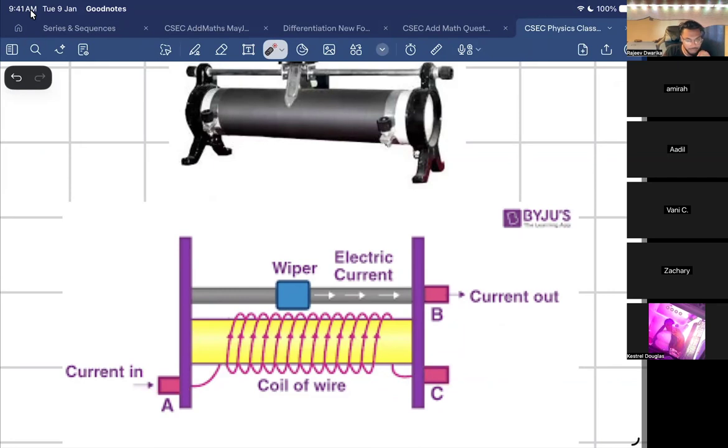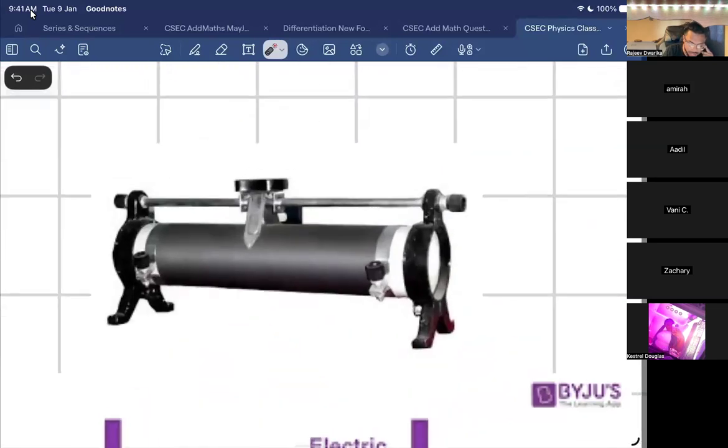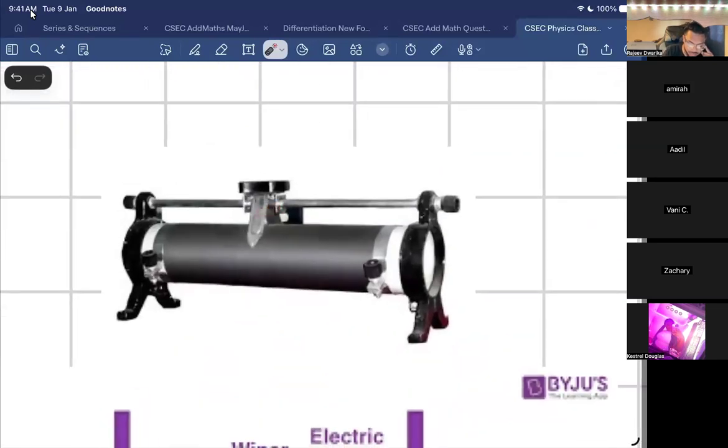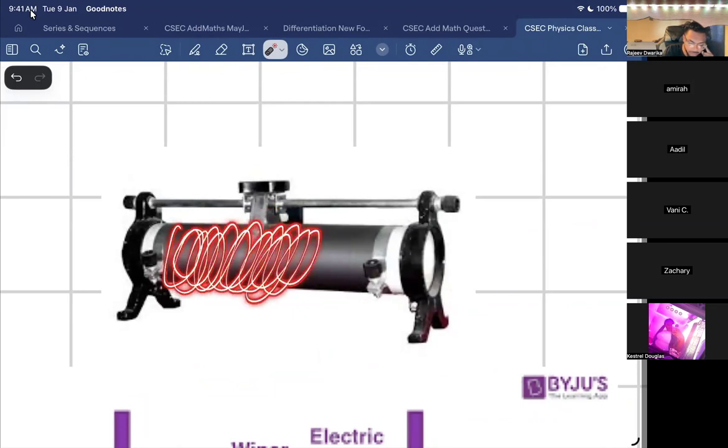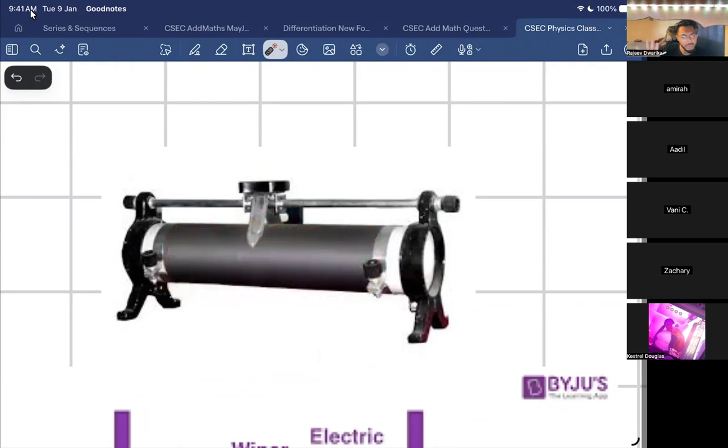Let me explain this. You see this wiper thing over here? You can see it over here, right? You can see how much the wire is wound, like it's really wound up, right? The more you wind the wire, think of a hose again and water flowing through the hose. The more you wind the hose around like a circle, what are you doing effectively to the flow of water?